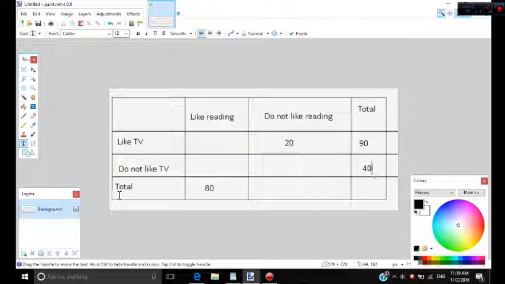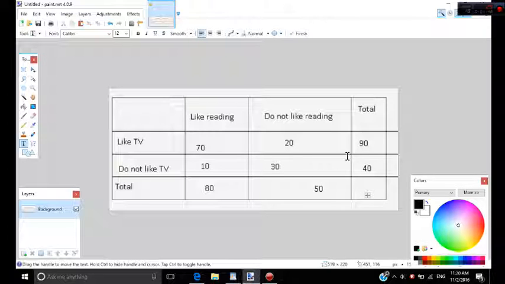Okay, so now the rest is pretty easy because we already have a table, and the table is going to pretty much tell us the rest of the stats we need to know. The total amount of students that like reading and TV would be 70, because 70 plus 20 is 90, which is the total. And the same method we can use here: 10 students like reading but do not like TV, 70 plus 10. Here would be 30. Here would be 50.